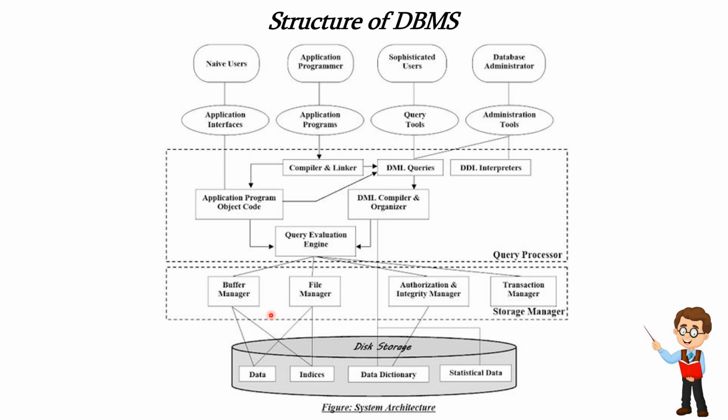Buffer manager and file manager have connectivity to the data and indices because they are related to storage. And authorization and integrity manager is used to check the integrity constraints and authorization. So it has connectivity to the data dictionary. It records all the information about the database, including the integrity constraints and authorization control. And statistical data is used to collect the statistics of the data. And transaction manager is used to ensure the concurrency control.